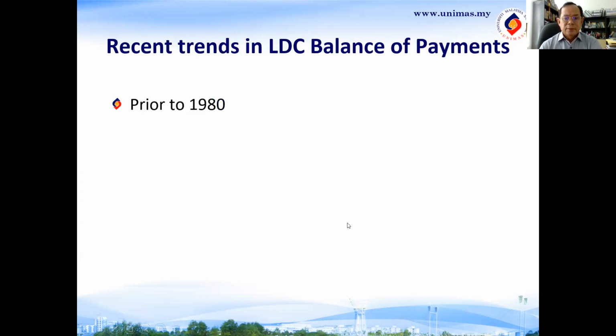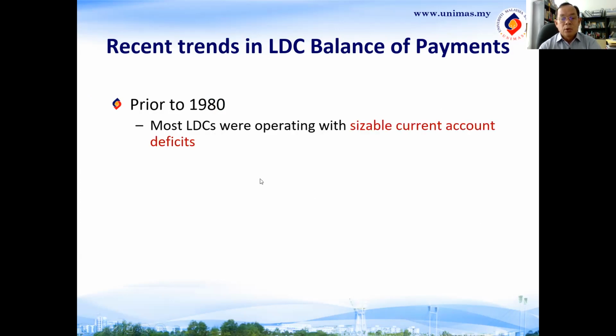Now, in terms of recent trends in the LDC balance of payment, since the 1980s, or prior to the 1980s, for example, most less developed countries, or developing countries, were operating with sizable current account deficits. Current account deficits were caused by the problem of exporting goods or services to foreign countries.